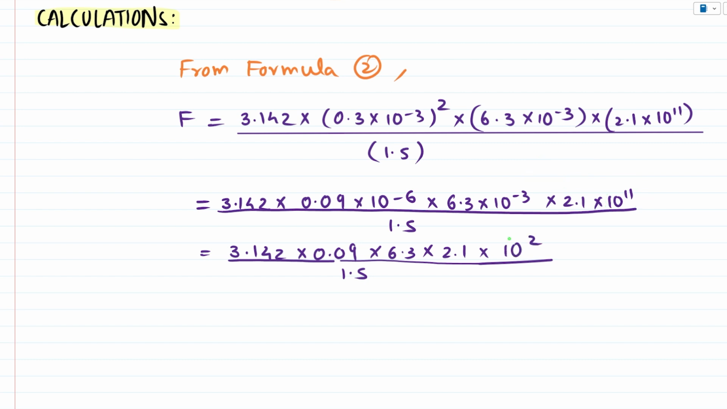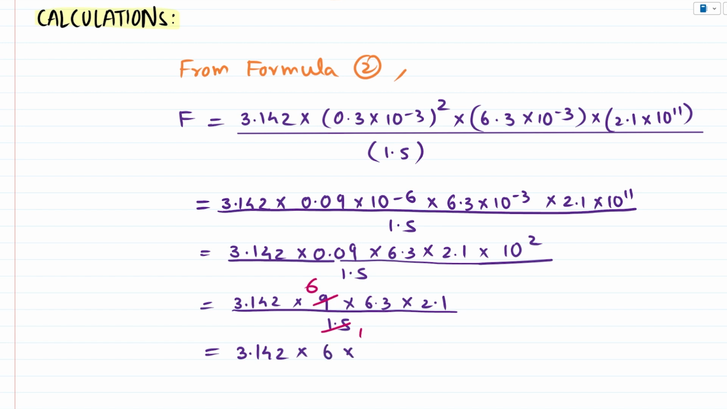And what we will do is multiply this 10 raised to 2 with 0.09, which will further give us 3.142 into 9, because 0.09 into 10 raised to 2 is 9, into 6.3 into 2.1, the whole divided by 1.5. Also, what we can do is get rid of this 1.5, because 1.5 ones are 1.5 and 1.5 sixes are 9. So we get a simplified version of the term which was very complex to begin with. So 3.142 into 6 into 6.3 into 2.1.